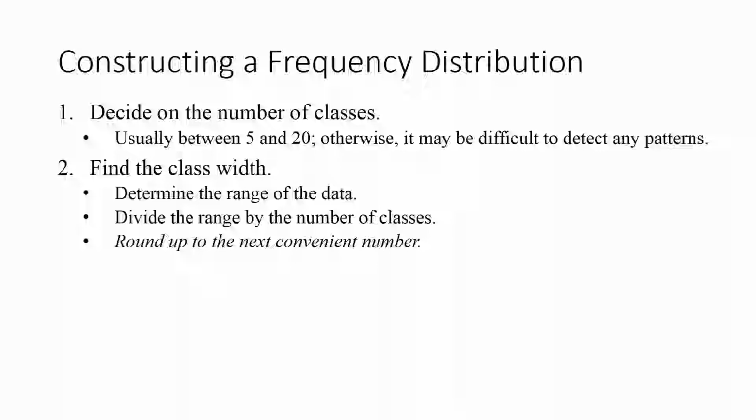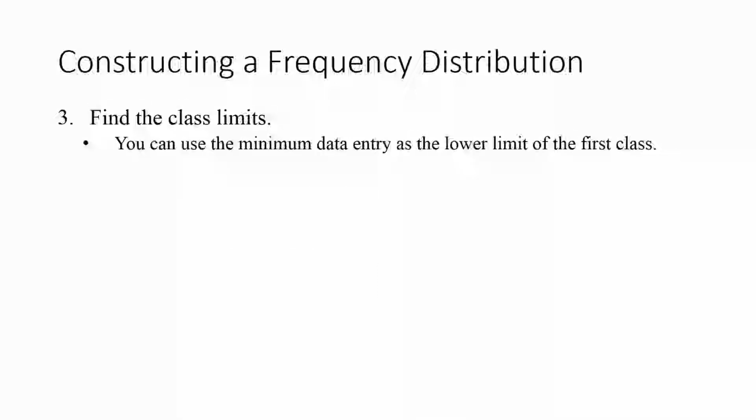Then you're going to find the class width. And you do this by finding the range of the data, so you take the largest one and subtract the smallest one, and you take that range that you get out, divide it by the number of classes, and then round up. We always round up, and that will give you your class width. If we round down, then we might not include as many numbers as we need.